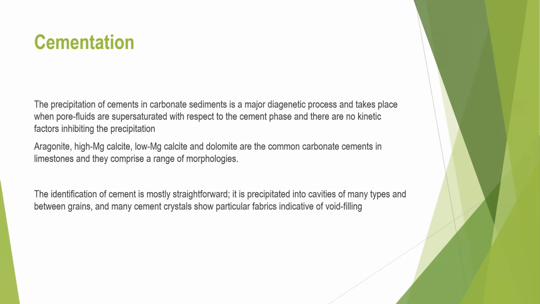So let's first look at cementation. What is cementation? The precipitation of cement in carbonate is a major diagenetic process because it reduces the porosity. When the pore fluids are supersaturated with carbonate, they precipitate cement in the pore spaces. Because of that, we have different cementation. Let's look at some types of cementation.